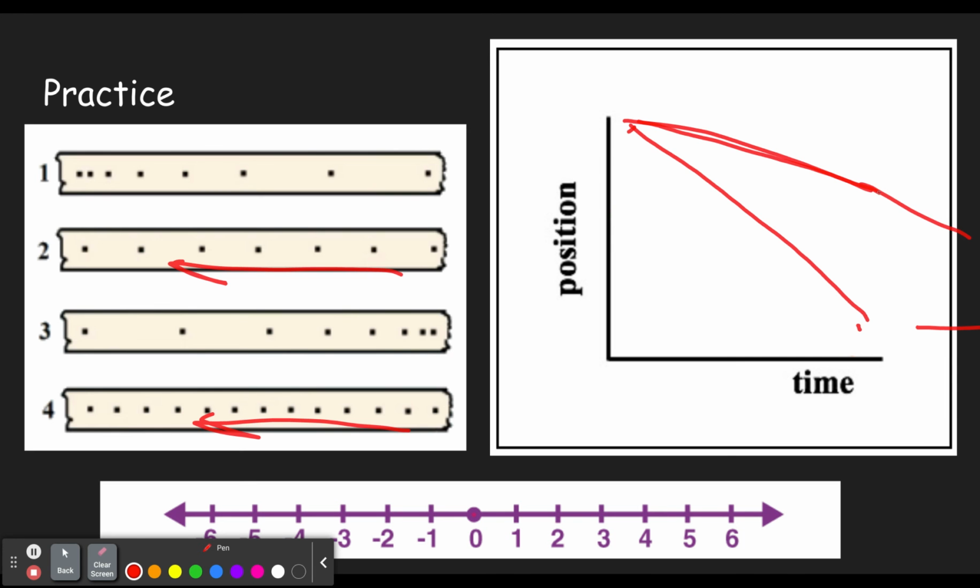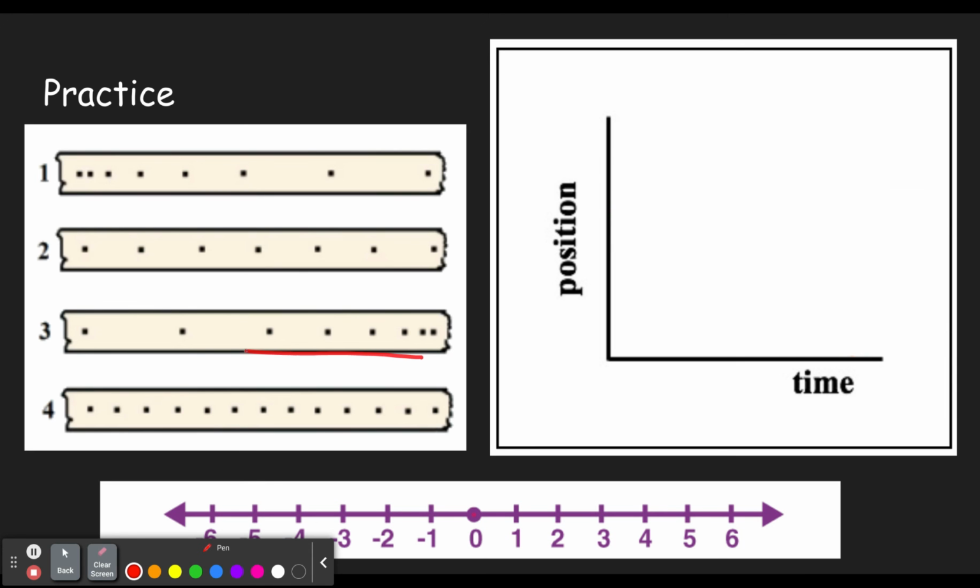All right, and finally, we've got number 3 going this direction. Sorry, we start on the right, we end on the left. And we start out going pretty slow here, so that's like that. We end up going really fast. It'd be a curve, something like that. All right, and that's what you will see in this concept builder.